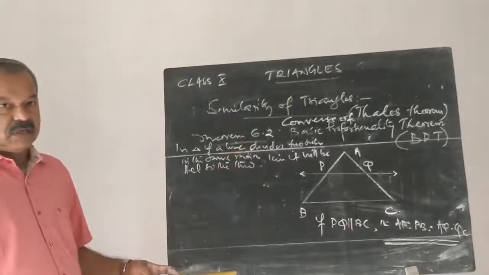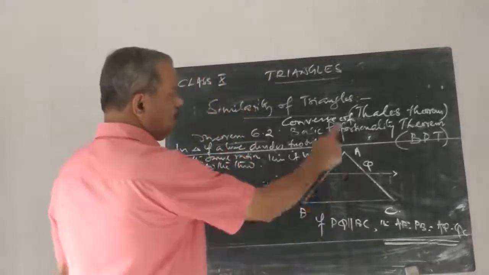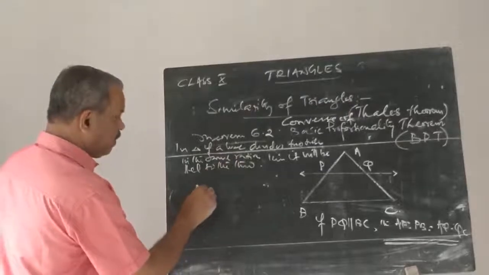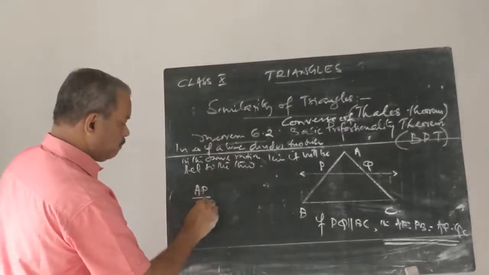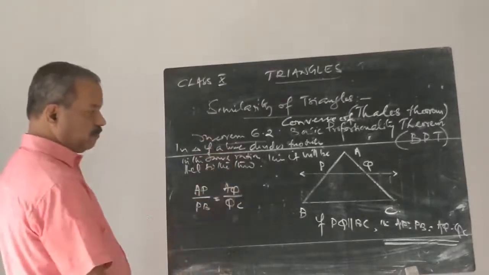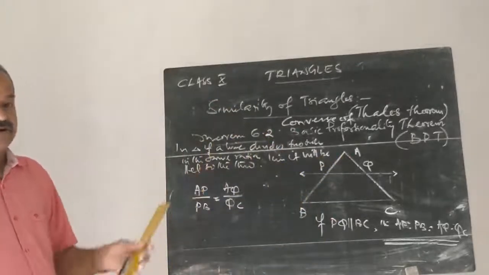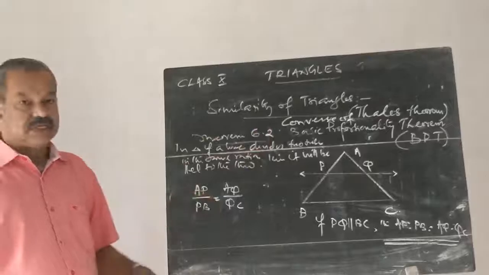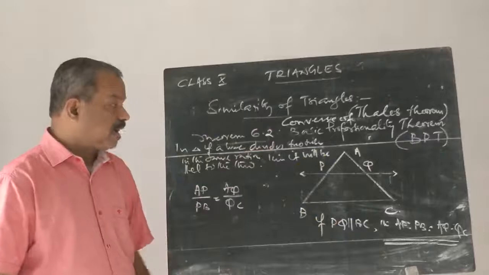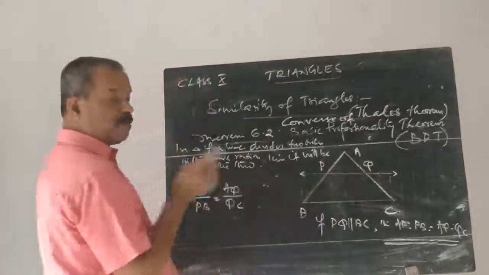How can we argue this? Suppose in this figure, consider triangle ABC, and PQ is drawn in such a way that AP by PB equal to AQ by QC. The line is drawn in such a way. Now, what do we want to prove? To prove the converse, we want to prove that PQ is parallel to BC. Right?